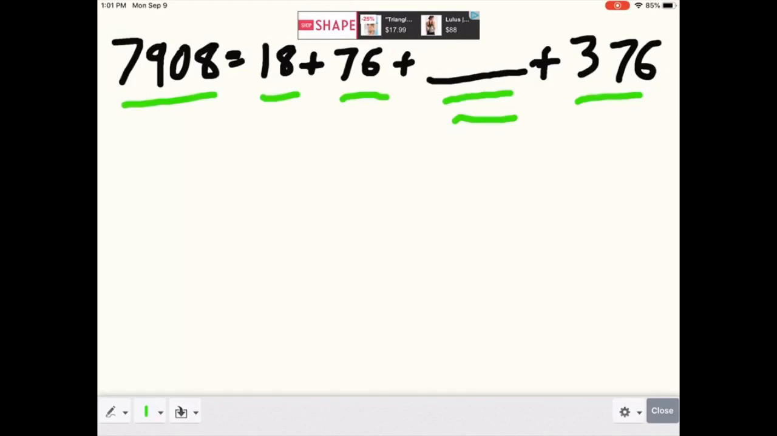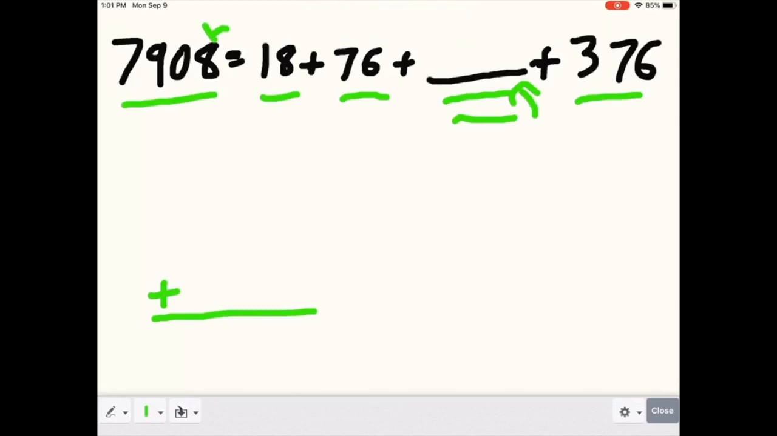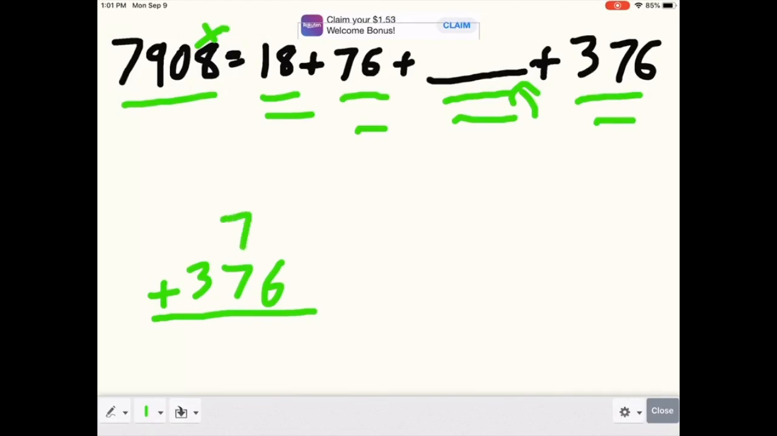So let's go ahead and find this missing addend, which is really easy actually. So what you do is you first add all the other numbers together. The addends that you do have, not the sum. Not this one. No. Only these three. Alright, so let's go ahead and add them together. 376, 76, 18.